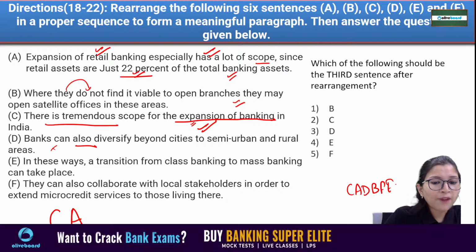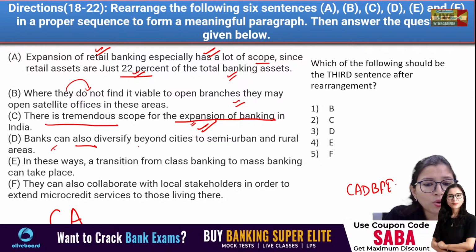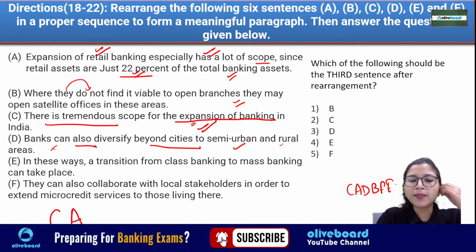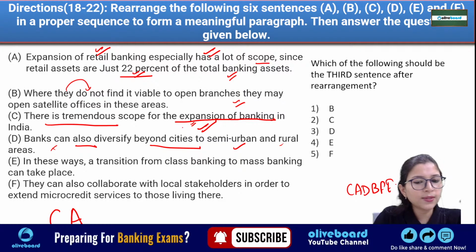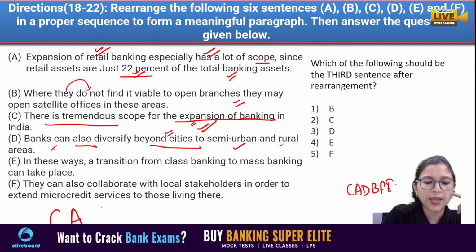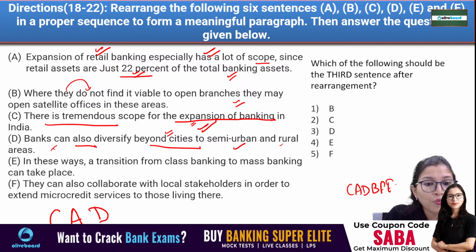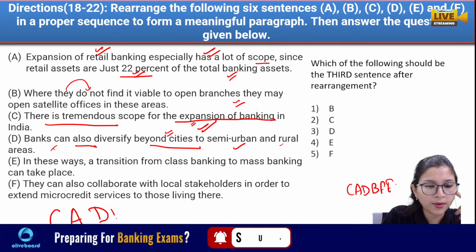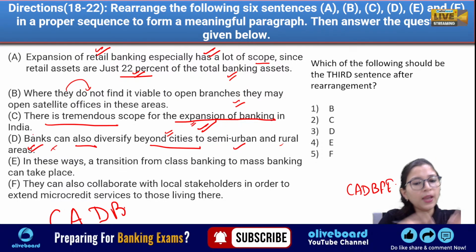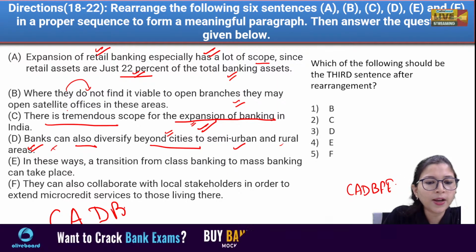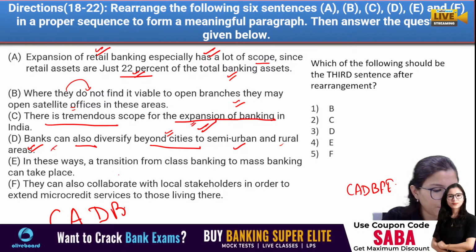So CA. After this, now see, banks can also diversify beyond cities to semi-urban and rural areas. Whenever banks want to expand retail banking, it is not necessary that they will have to expand only in cities. They can go even beyond cities to semi-urban and rural areas. Yes, CAD forms a pair. So where they do not find it viable to open branches, they may open a satellite. See, all these are related. Now here we are talking about place, and if it is not possible for them to open a branch in any remote area, they can have satellite offices in those areas. Okay, CADB. So all these are there, CADB.